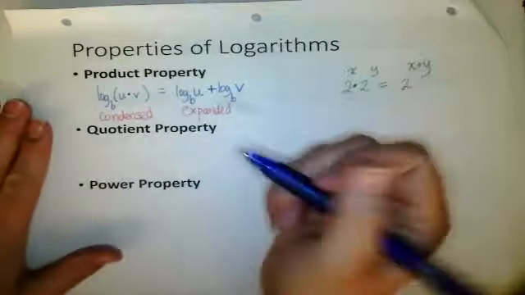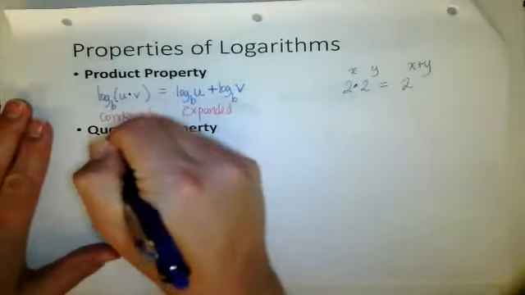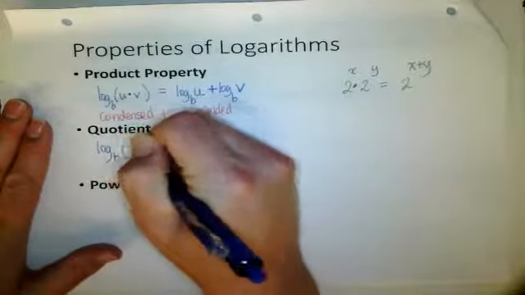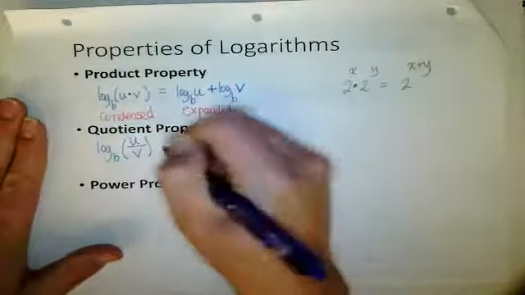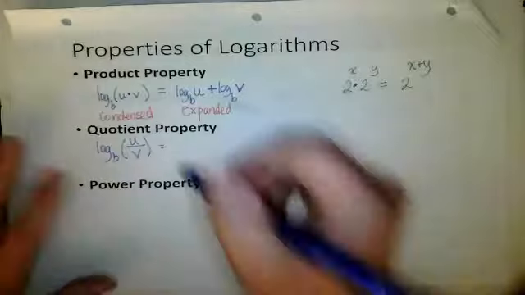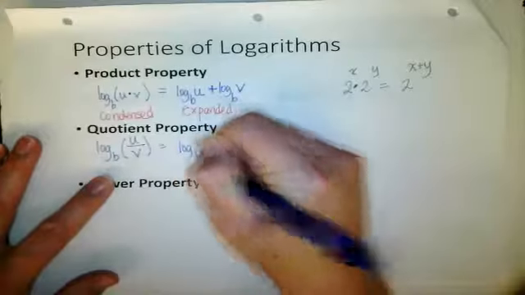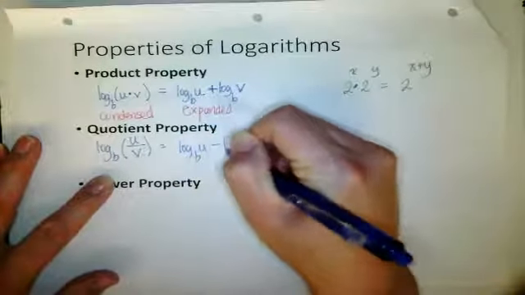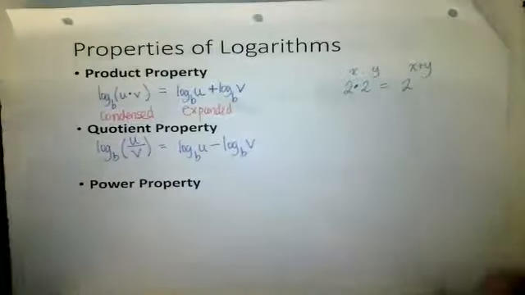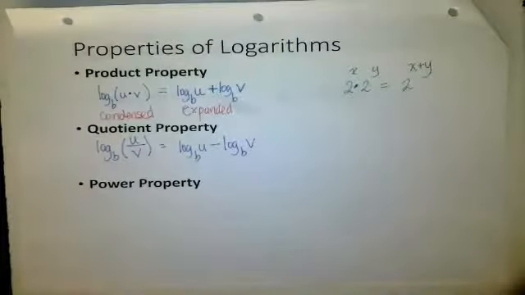All right, so the quotient property says if I have log base b of a quotient, so that'd be a division problem, u divided by v. I bet you all know this one. Subtract the logs. That's exactly right. So we can subtract log base b of the top minus log base b of the bottom thing. So log base b of u minus log base b of v.